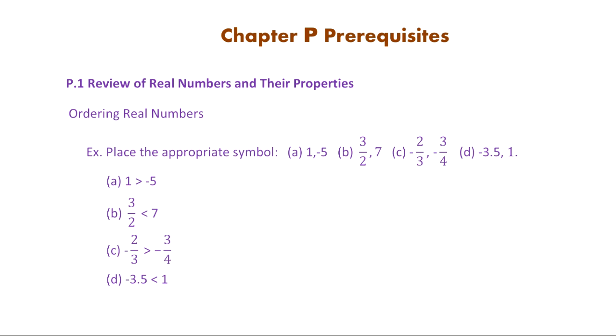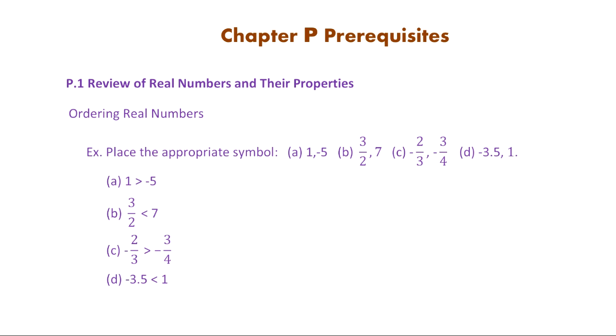We have four pairs of numbers, and we need to compare which one is larger and which is smaller in each case. In problem A, we have 1 and negative 5. Which one is bigger? 1 is bigger. Remember, if we put in a negative, then it will be smaller. Keep in mind the positive numbers are always greater than any negative number. So we put a greater than sign: 1 is greater than negative 5. That's how you write it.